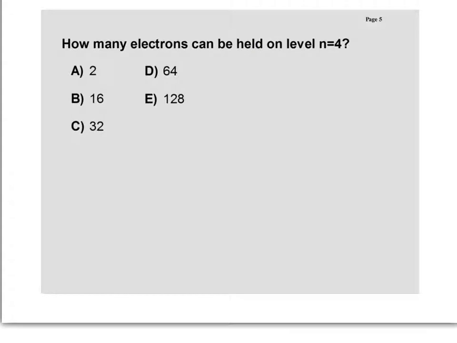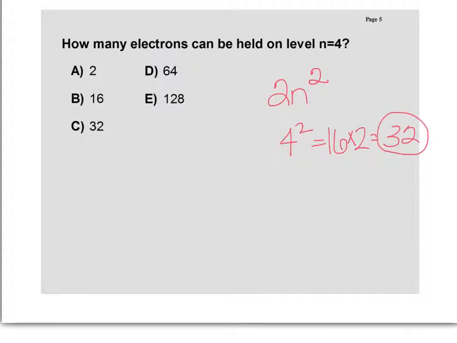How many electrons can be held on level n equals 4? Well, there's an easy way to solve this. There's a formula, 2n squared. So on level n equals 4, 4 times 4 would be 16, times 2. There would be 32 electrons that could be placed on level n equals 4.